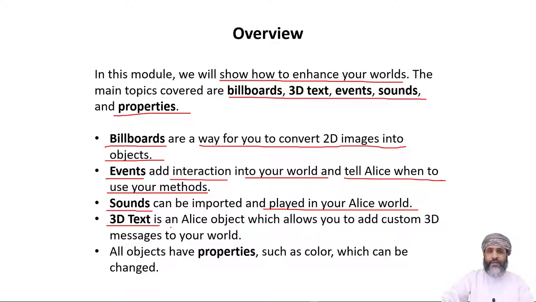3D text is an Alice object which allows you to add custom 3D messages to your world, like the text "The End". We can display that text at the end of a story or the end of displaying the whole project. All objects have properties. Every object in any Alice project has properties, such as color, size, opacity, etc. All of these can be changed, can be modified.